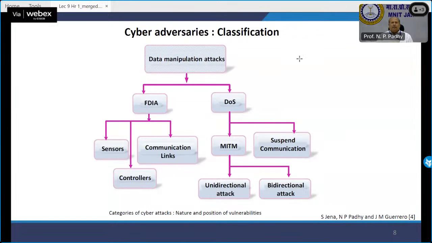So we'll see a different classification, data manipulation attack, how these attacks happen. One is data manipulation, and then there are two different types of data manipulation. We'll slowly learn what is FDIA and DOS. FDIA is basically three types: sensor attack, controllers, and communication link failure. And DOS actually talks about suspend communication, MI, TM, and then again they are classified into unidirectional attack and bidirectional attack. So overall, what we wanted to say is how different cyber attacks have been categorized.